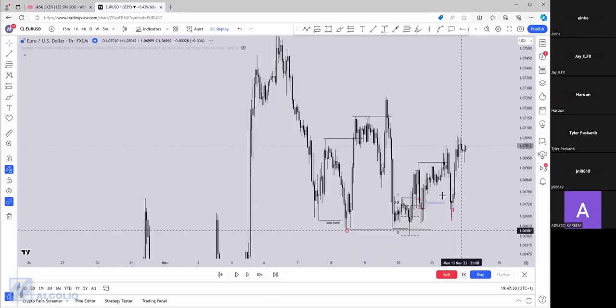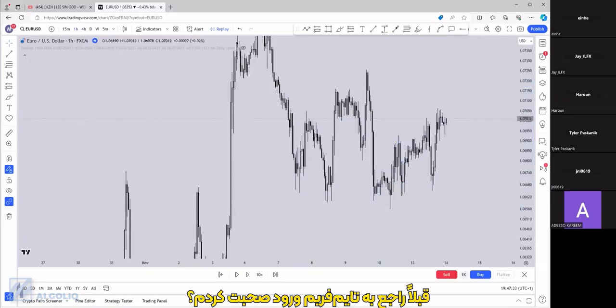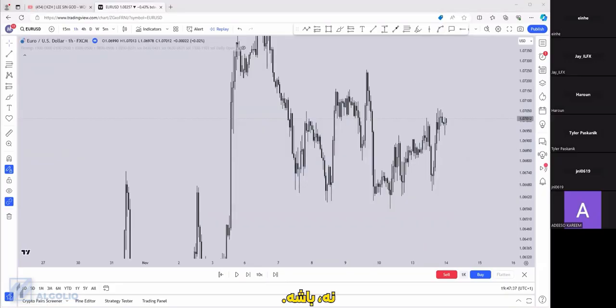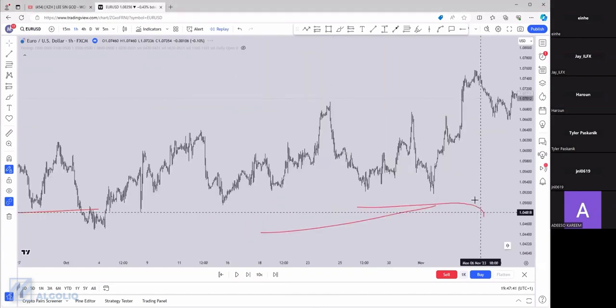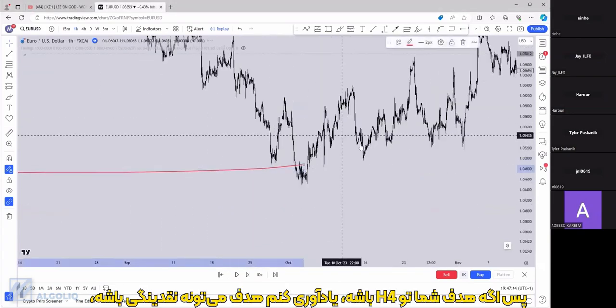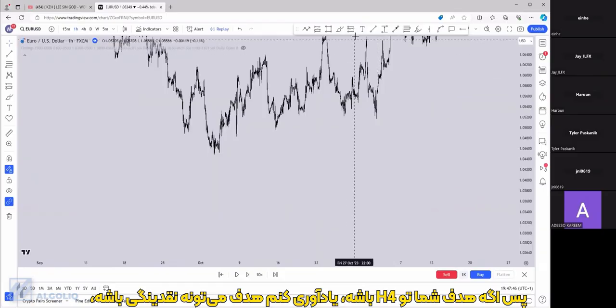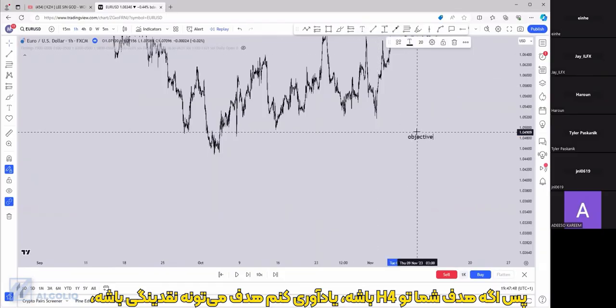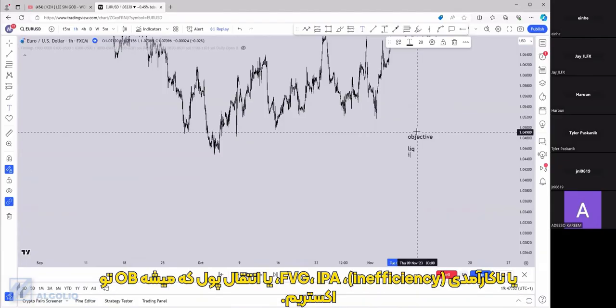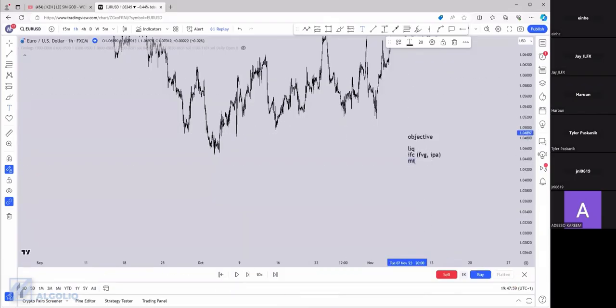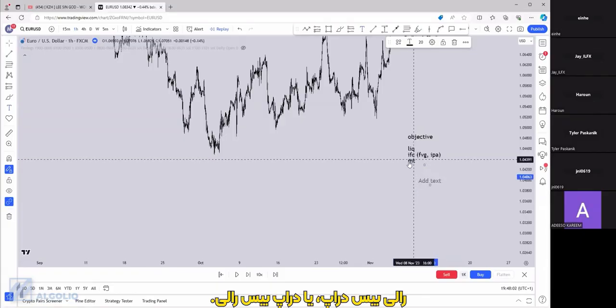So we have this one done. Did I talk about entry timeframes before? No. Okay. So if you are trading an H4 objective, a reminder: objective can be liquidity, can be inefficiency, FVG, IPA, can be money transfer, which would mean OB in extreme. Okay. Rally based drop, based rally.